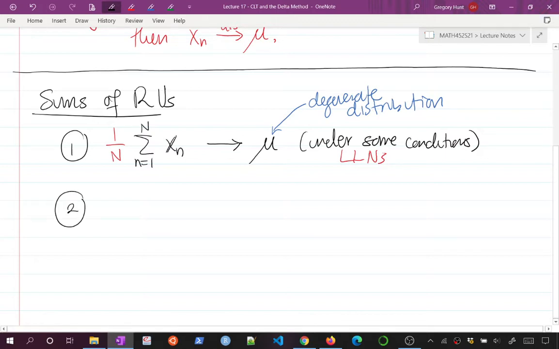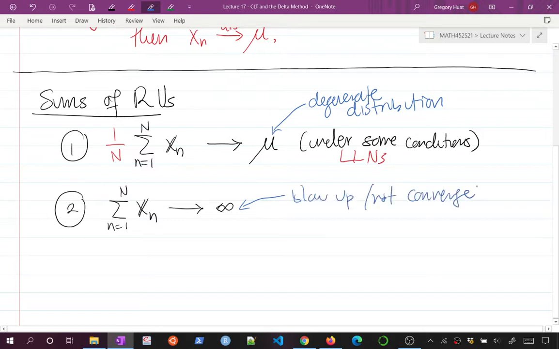We could alternatively ask a question: what if I just look at a sum and I don't normalize it? And generally speaking, this thing is going to blow up. So basically what I mean by saying it's going to go to infinity is it's going to blow up, or it's not going to converge. So if I normalize my sum by 1 over n, call it a mean, we get collapsing to a point value. If I don't normalize, I'm not actually going to get collapsing in any kind of probabilistic sense.